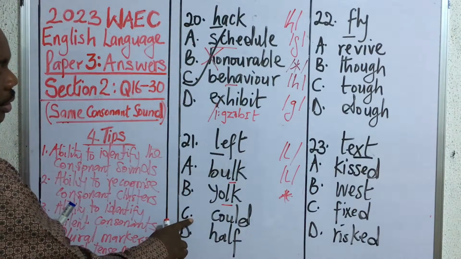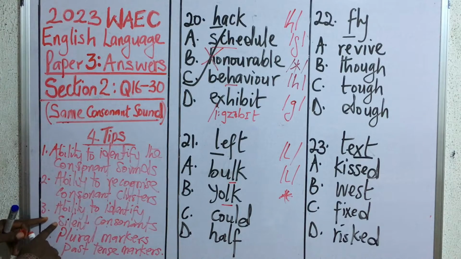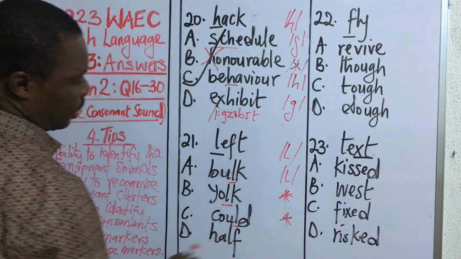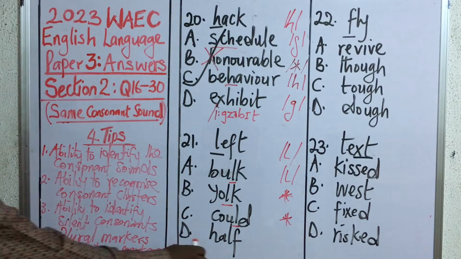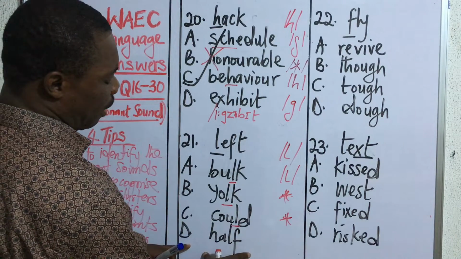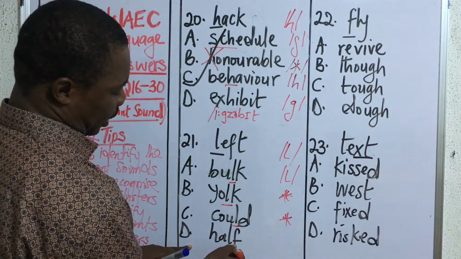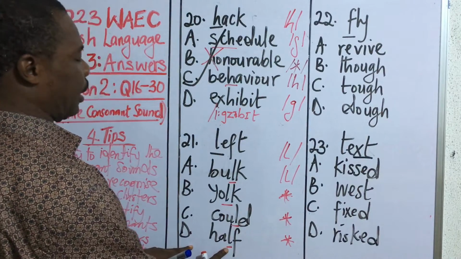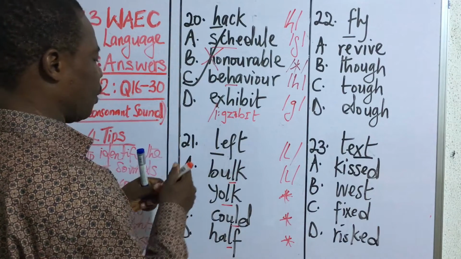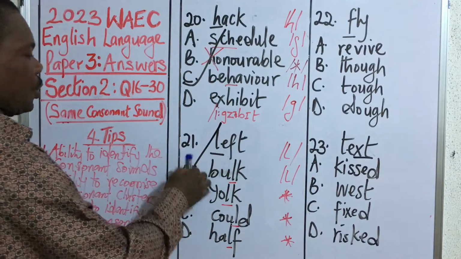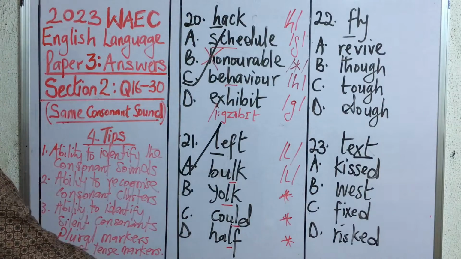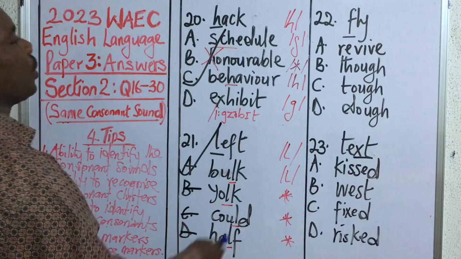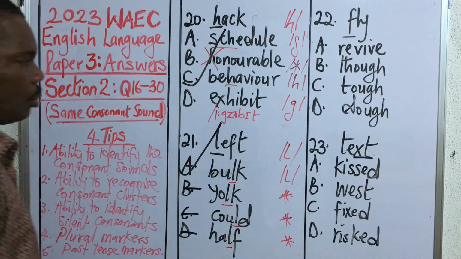And then this is cold, a silent consonant as well. L is silent. There's no L sound here. Then you have half. L as well is silent here. You don't have the consonant L here. So for this question, the correct answer is A, which is bulk. But the other words are things like yoke, cold, half. Okay, so they don't go.